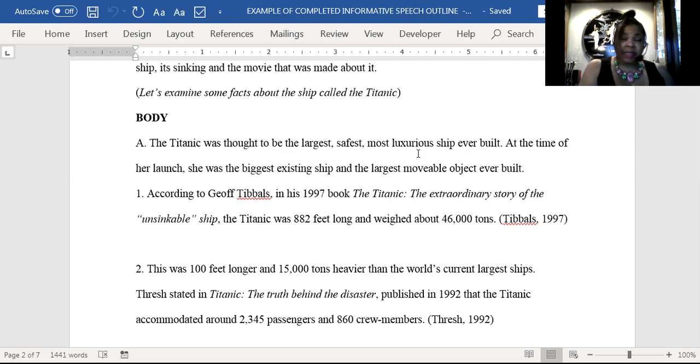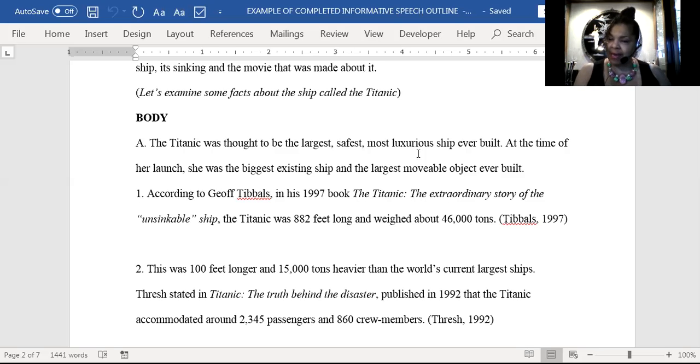Now she gives us this. She gives us the source. According to Geoff Tibballs, in his 1997 book, The Titanic, The Extraordinary Story of Unsinkable Ship, the Titanic was 882 feet long and weighed about 46,000 tons. Now, she gives you that information, and then she gives you an in-text citation. I call them parenthetical citations because they're in parentheses. She says, Tibballs, 1997. That's what you'll need to have in there.